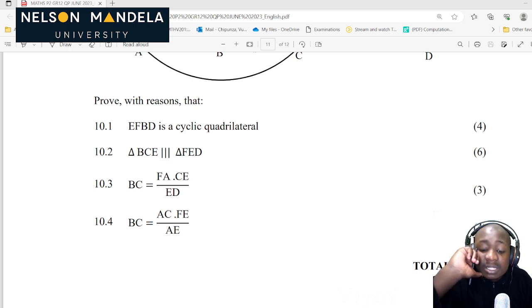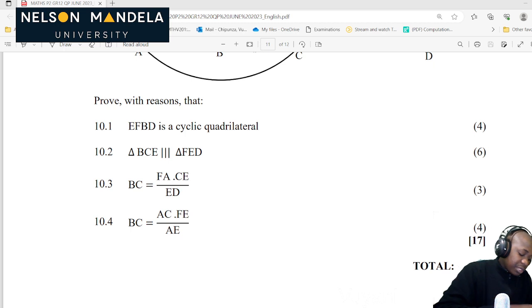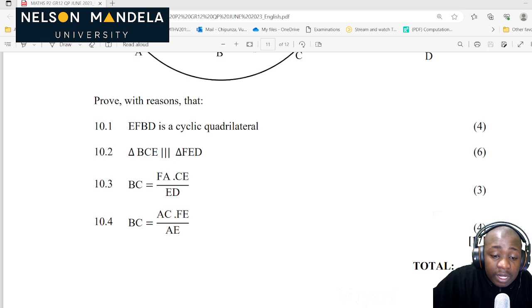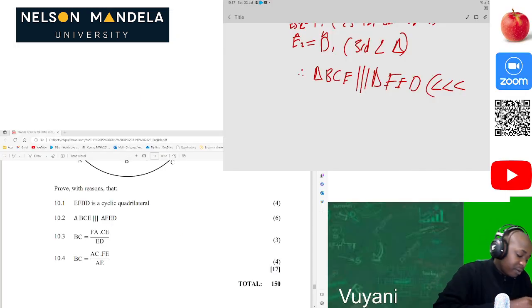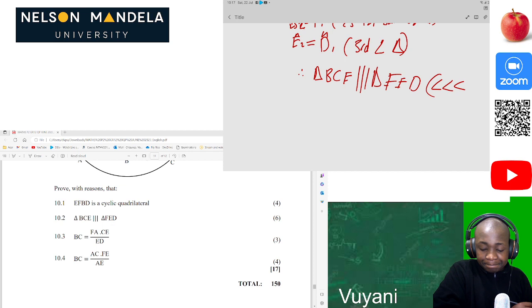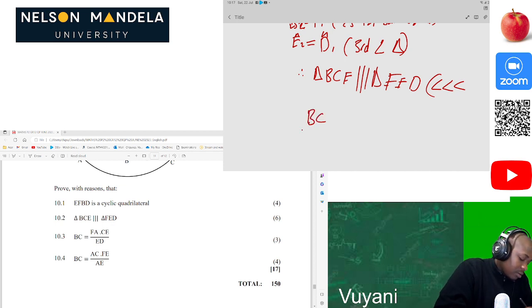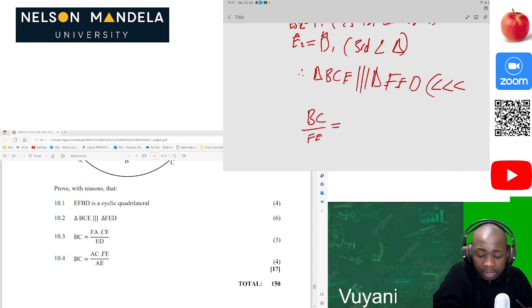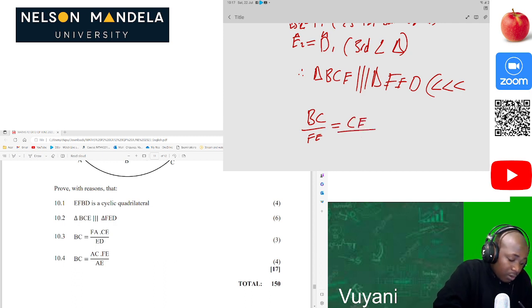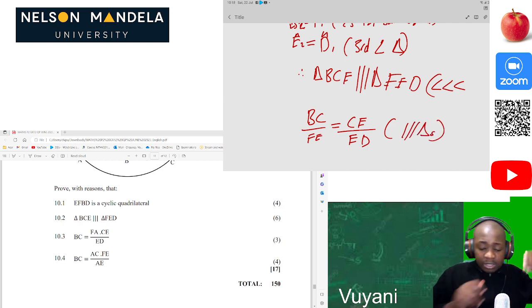Prove with reason that BC is that. Guys, that's already easy, because we can now use our prop theorem, or similar triangles theorem. To prove that, the first thing from these two triangles, we can see that BC over FE is equal to CE over ED. Then we just say similar triangles, because we've proved it, so it's now our right to use it.